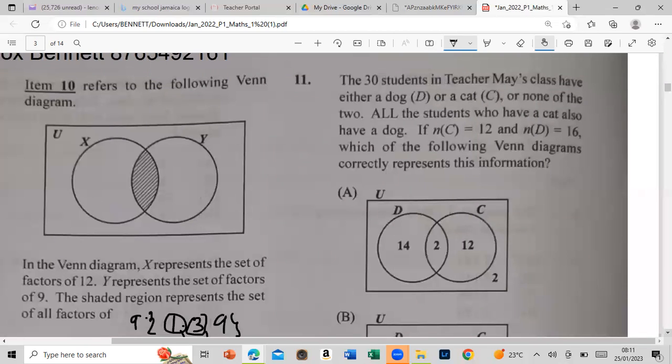He said the 30 students in teacher May's class have either a dog or a cat, or none at all. All the students who have a cat also have a dog. This is the most important part: all the students who have a cat also have a dog. So in here, cat will be the universal.